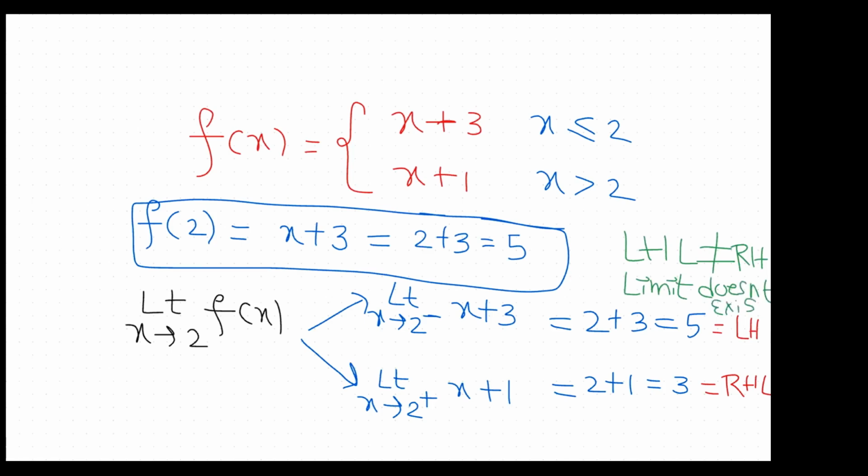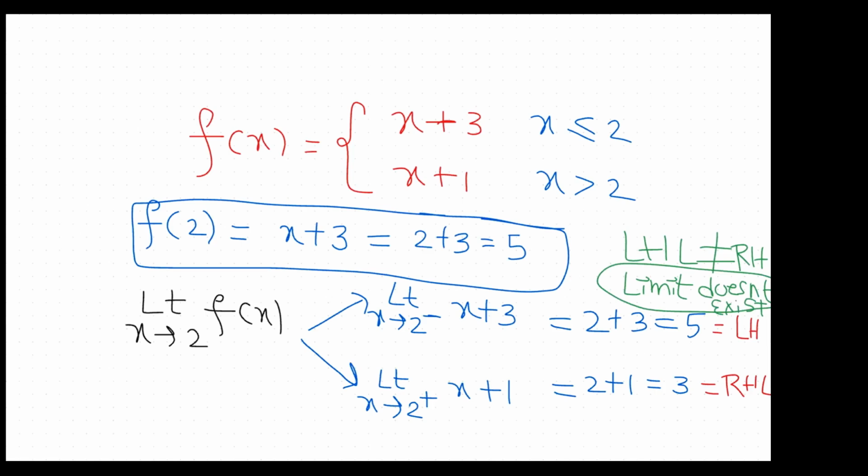See, this is the third model. What is the first model? Value exists, limit exists. Second model, value does not exist, but limit exists. Third model, sorry, value exists, but limit does not exist.